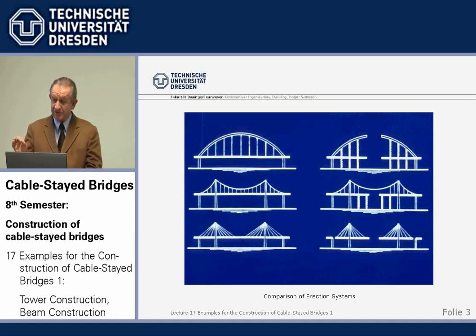It's always a question of economy. That's what we are talking about. We are looking for the most economic type of bridge. And there, an important part of bridge cost is the cost of construction. For the same amount of material, one construction method is more expensive than the other one. So the total cost of the bridge will be different.